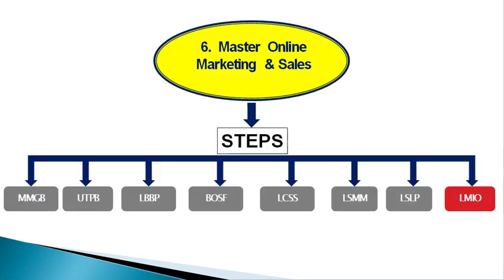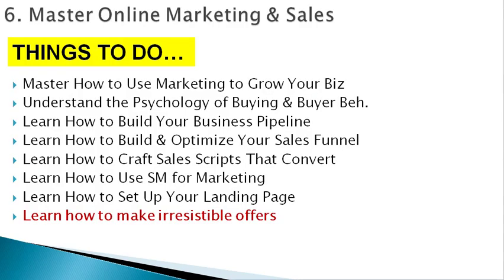And then this is step 6 in the Internet Business Success Formula or Internet Business Success Model. Step 6, master online marketing and sales. This last point here, LMIO, learn how to make irresistible offers. These are all the steps that you need to take, culminating in making irresistible offers. So what are the things to do? Let's just look at them. How to use marketing to grow your business. Understand the psychology of buying and buyer behavior. Learn how to build your business pipeline. Learn how to build and optimize your sales funnel. Learn how to craft sales scripts that convert. Learn how to use social media for marketing, and then learn how to set up your landing page. Finally, learn how to make irresistible offers.